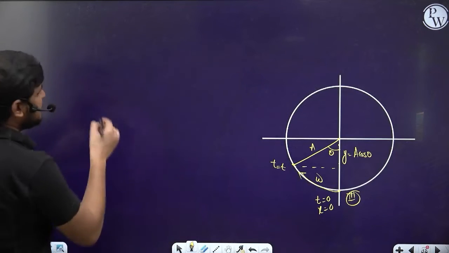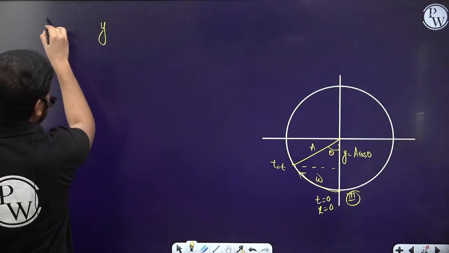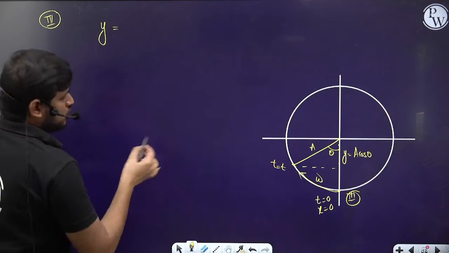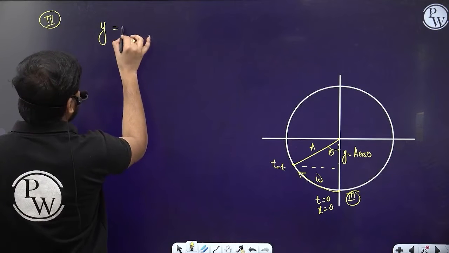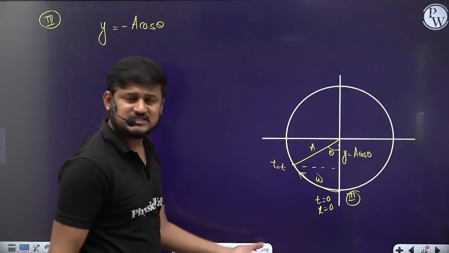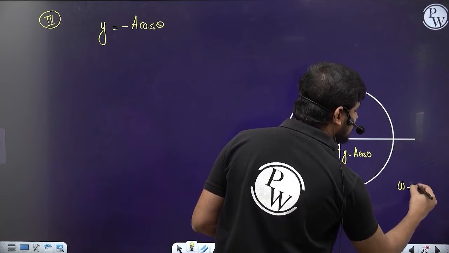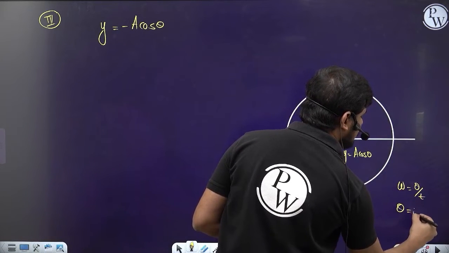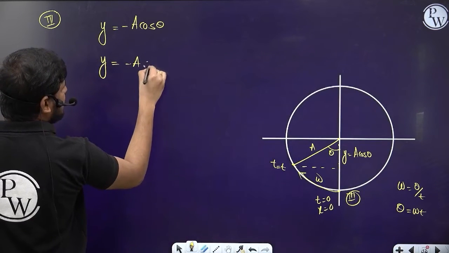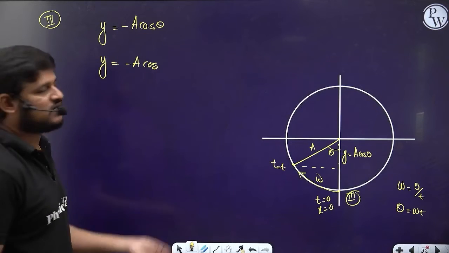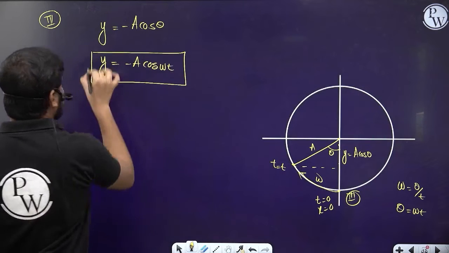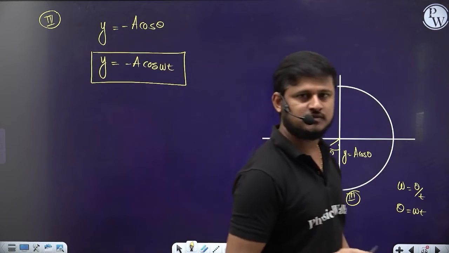Right. So as it is negative, in the third scenario I am writing here, the y is equal to minus a cos theta, below the center. And the same calculations, omega is equal to theta by t, so theta is equal to omega t, right? So y is equal to minus a cos, in place of theta you can write omega t. That's it. This is the equation of S.H.M which is starting from the left extreme towards the mean position.